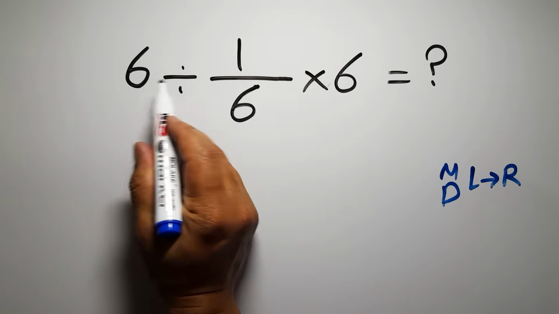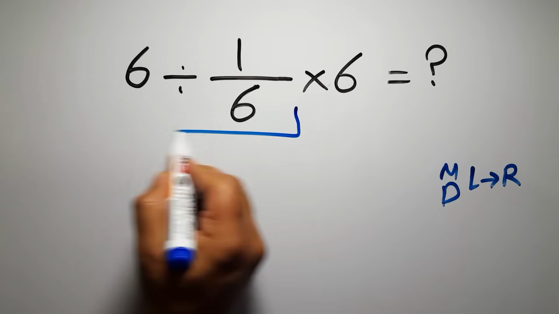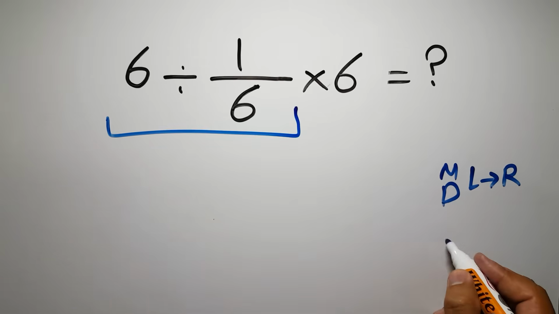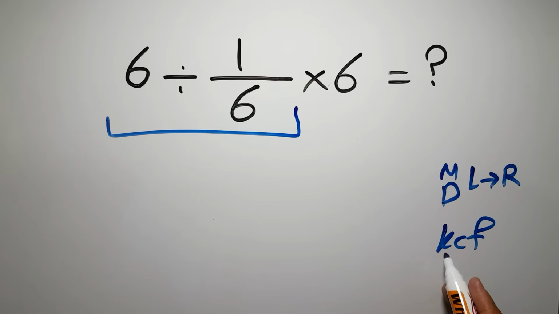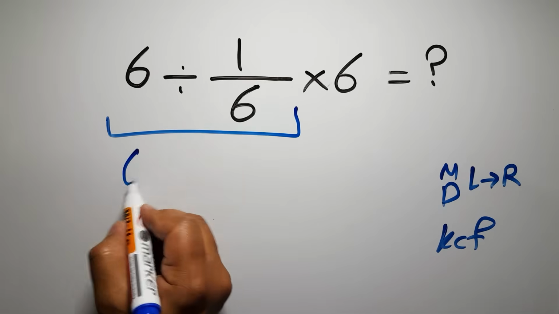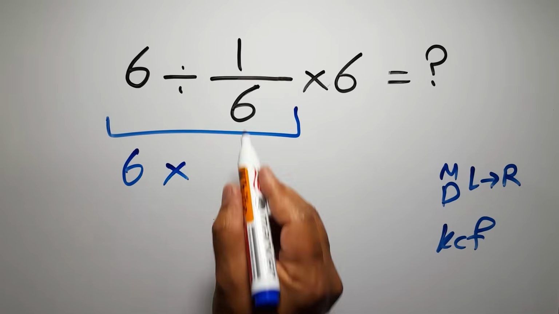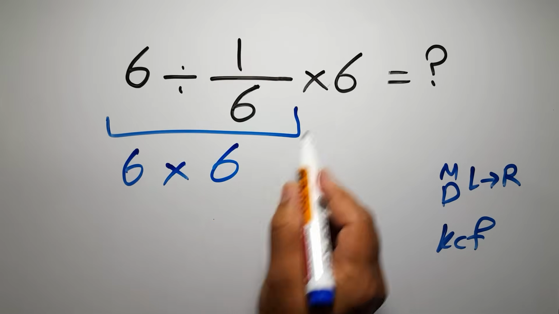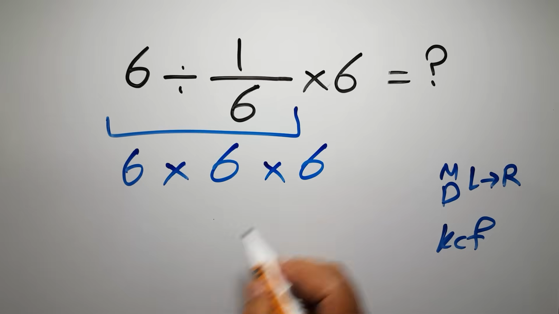So first, 6 divided by 1 over 6. According to the KCF rule, K stands for keep, C stands for change, and F stands for flip. We can write: keep the first fraction, change division to multiplication, and flip the second fraction. And here we have times 6.